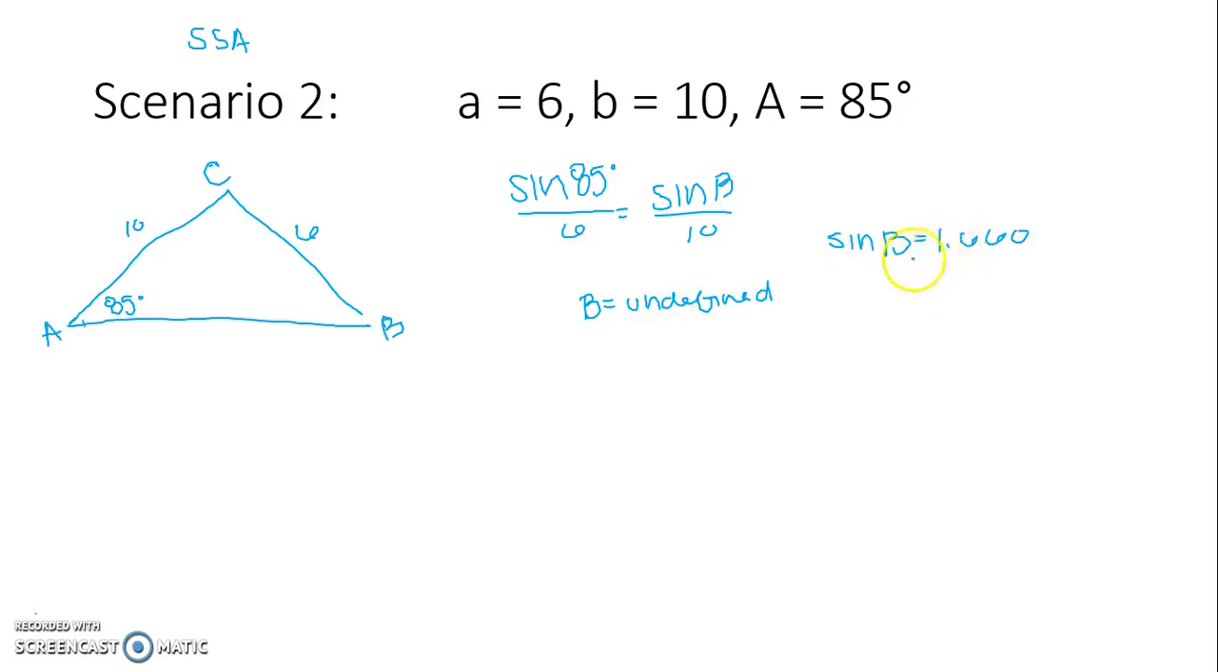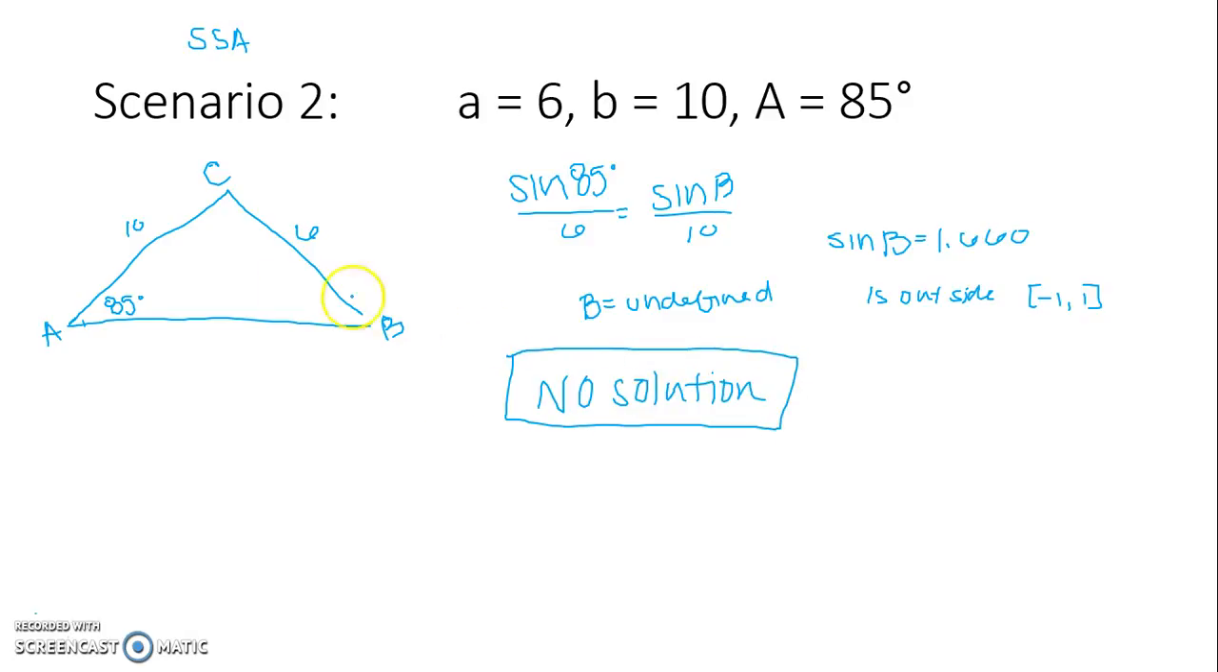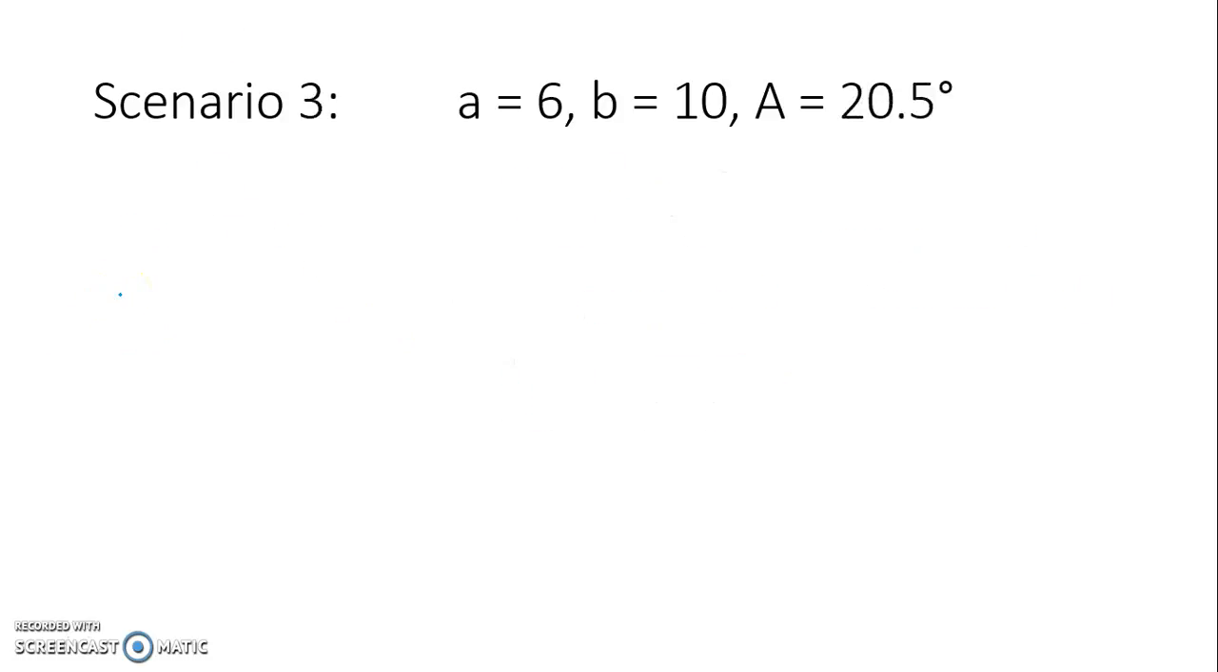Think back, you can't do sine inverse of anything that's more than 1 or less than -1. It's outside of that domain for sine inverse, or the range for sine. So it's outside of that -1 to 1 region that my answer can be. So that makes sense that I got undefined. So my answer is no solution. There is no triangle that could be formed where this side is 6, that side is 10, and this angle is 85. If you don't believe me, try it.